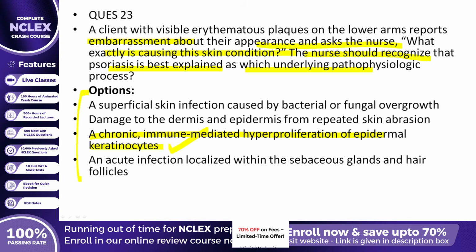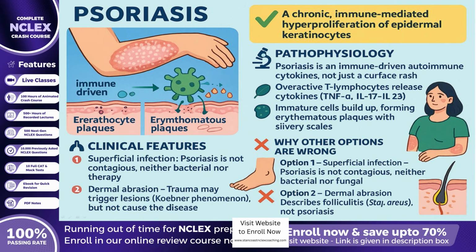Now, let us carefully reason this out. Psoriasis is not just a surface problem. It is a systemic, immune-driven condition. T lymphocytes become overactive, releasing pro-inflammatory cytokines such as tumor necrosis factor alpha, interleukin-17, and interleukin-23. This immune cascade accelerates keratinocyte turnover from the normal 28-day cycle to only 3 to 4 days. The result is an accumulation of immature keratinocytes, producing the classic sharply demarcated erythematous plaques covered with silvery scales on areas like the scalp, elbows, knees, and lower back.